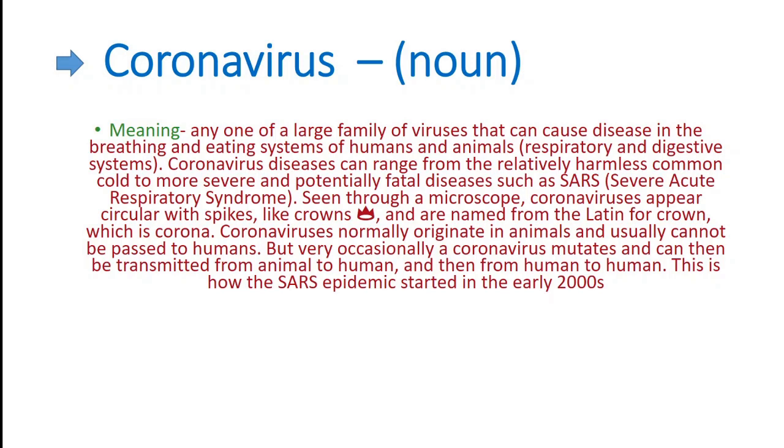Coronavirus diseases can range from the relatively harmless common cold to more severe and potentially fatal diseases such as SARS, severe acute respiratory syndrome. Seen through a microscope, coronavirus appear circular with spikes like crowns and are named from the Latin for crown, which is corona. Coronaviruses normally originate in animals and usually cannot be passed to humans, but very occasionally a coronavirus mutates and can then be transmitted from animal to human and then from human to human. This is how the SARS epidemic started in the early 2000s.